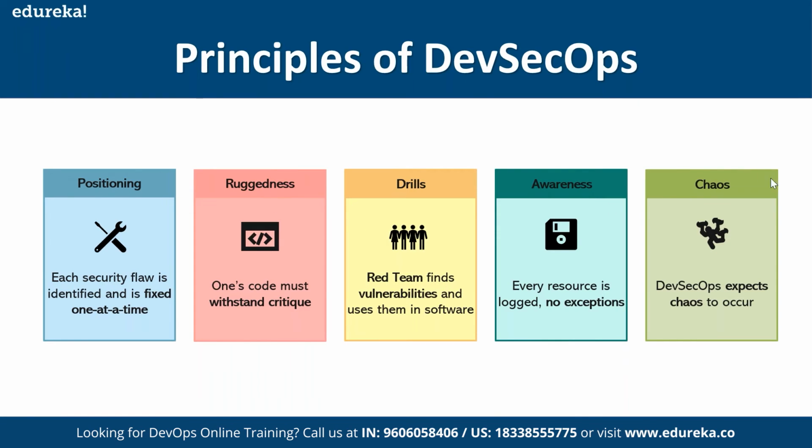Guys, each and every idea we'll talk about. The DevOps team is at the head of everything. So chaos is one of the key factors here. Awareness: people should be aware, and if something comes up, we have to fix it. Red teams are always trying to find vulnerable things and use them in software to find out the issues. Positioning: each flaw has to be fixed on time and everyone's code has to be fixed.